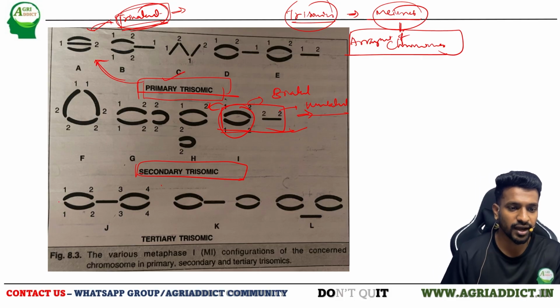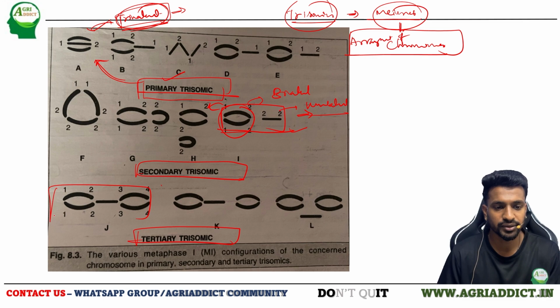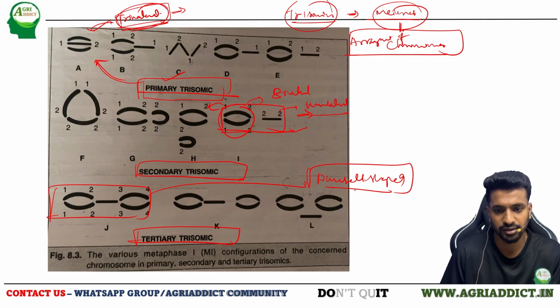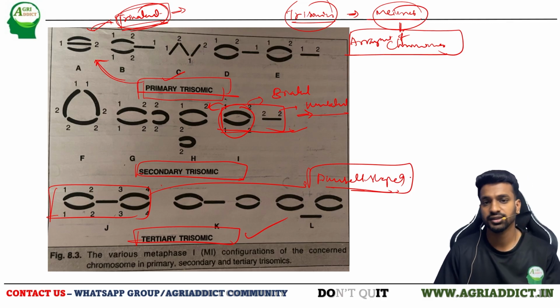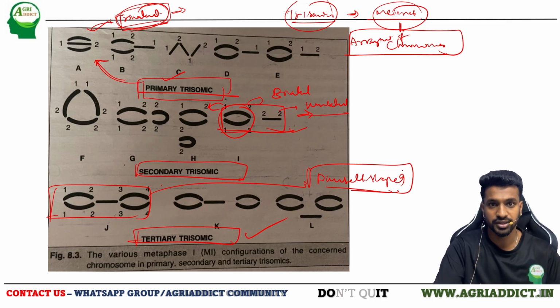And lastly, we have this tertiary trisomics. Only in the tertiary trisomics you will get to see the dumbbell shaped arrangement during the chromosome pairing, or during the gamete formation, or during the meiosis. The dumbbell shape is possible only in the tertiary trisomics. So this is one more type of question that you can expect in your exam. Okay, I hope this is clear.